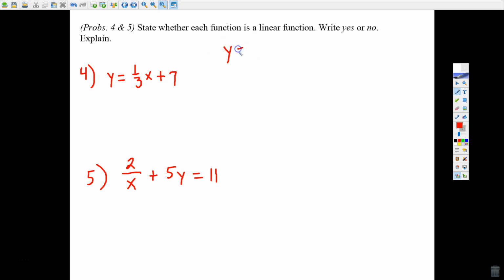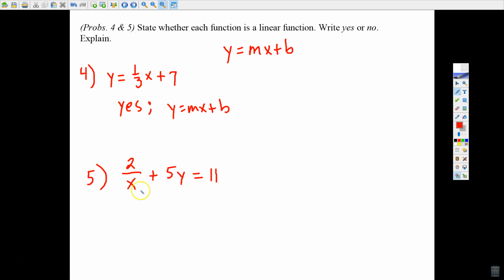So you're thinking, can it be written in this form where x has a power of 1? And that is true for number 4. So the answer here would be yes. It is in y equals mx plus b form. The answer for number 5 is no.